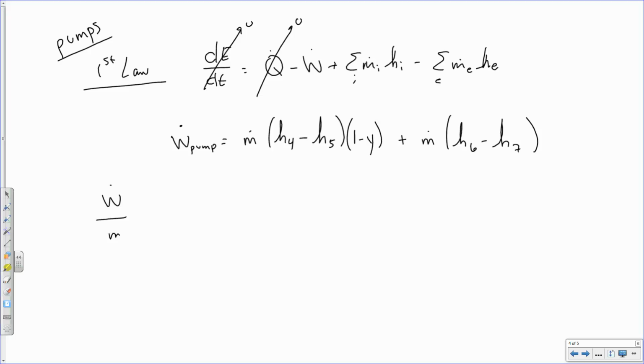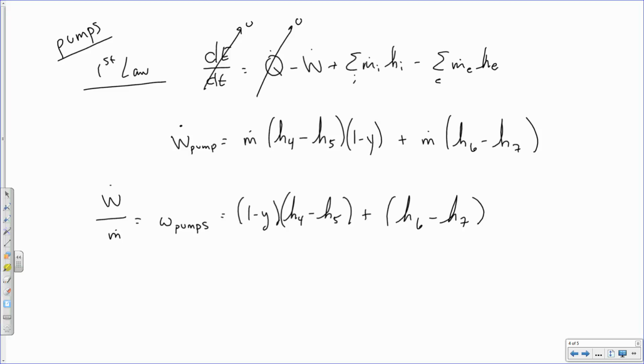W dot over m dot is equal to lowercase w for the pumps. That's going to be equal to 1 minus y times h4 minus h5, that whole quantity, forget the brackets there, plus h6 minus h7. h4 is less than h5. h6 is less than h7. So this will be a negative value.